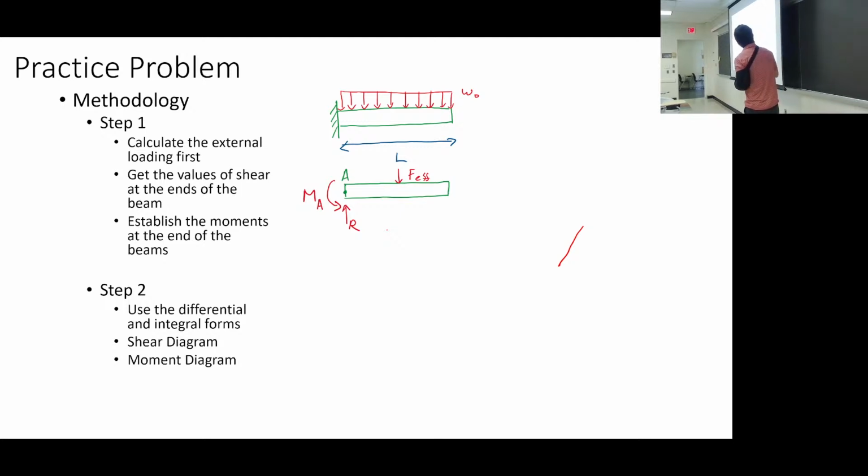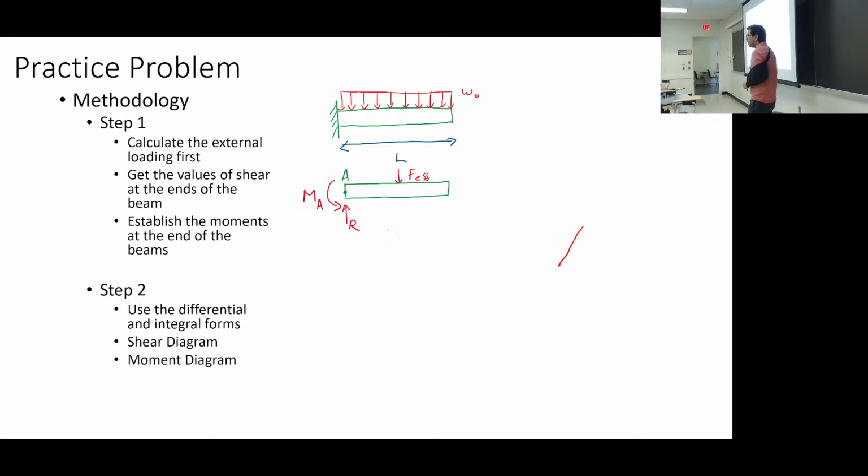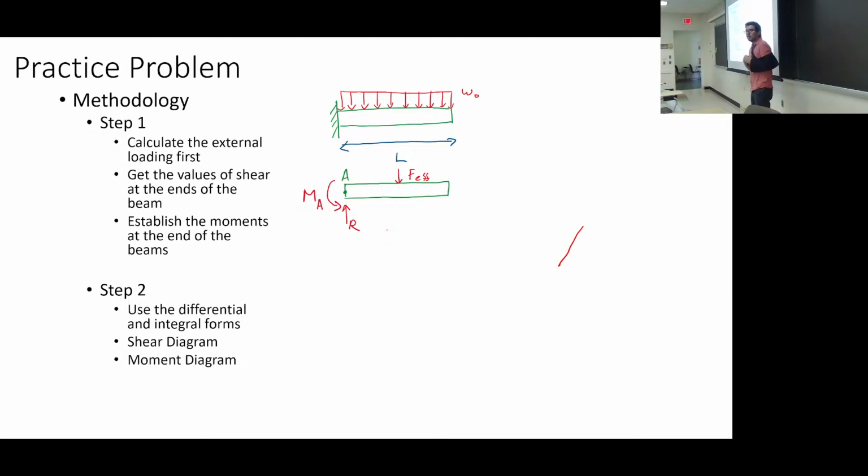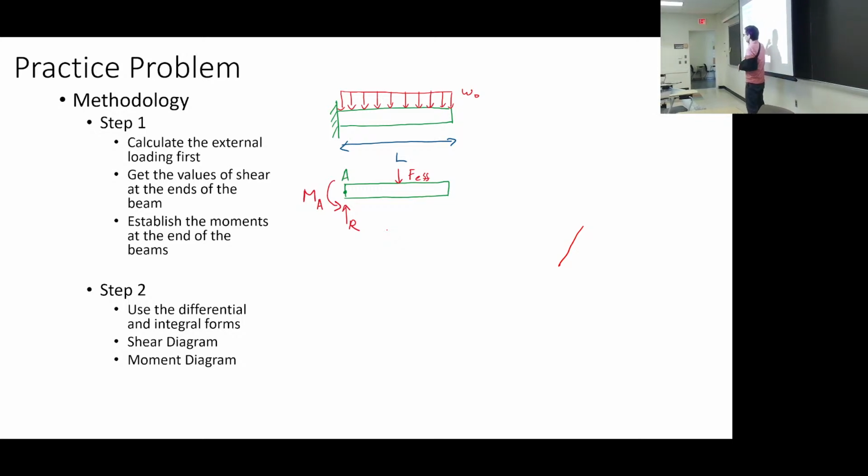So what is F effective? What is the magnitude of F effective? Just L times w. Yeah, that's right. And where is it acting? At the middle. Oh, we're halfway there. And we have our MA and our R. Those are our chosen. We can do whatever we want with those two in terms of the direction.